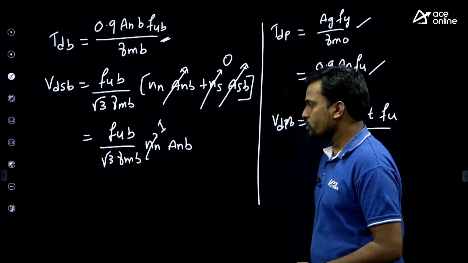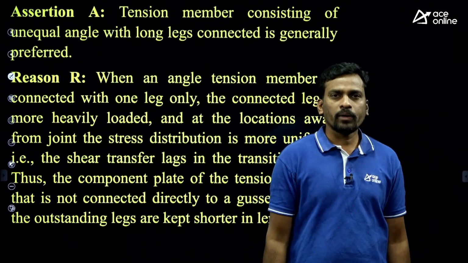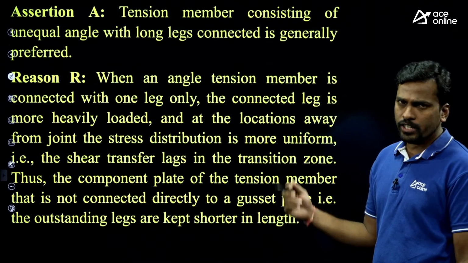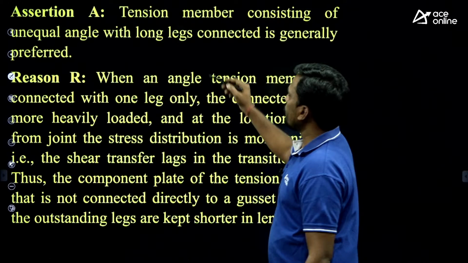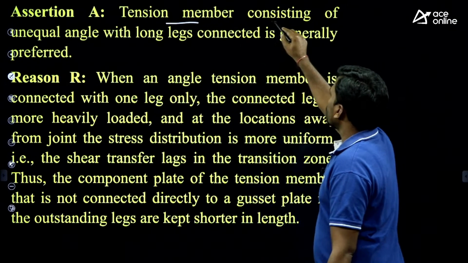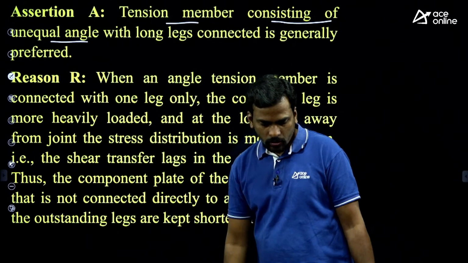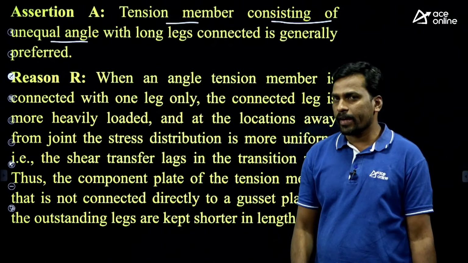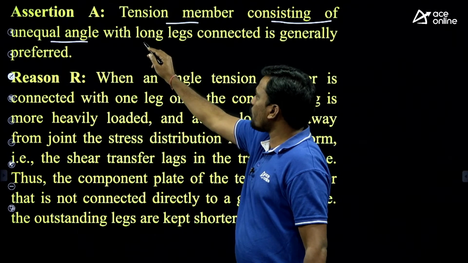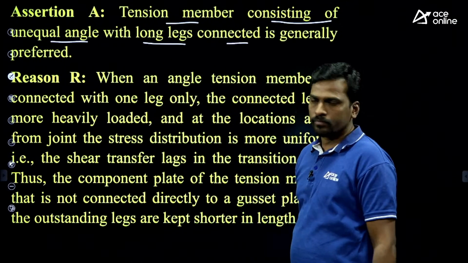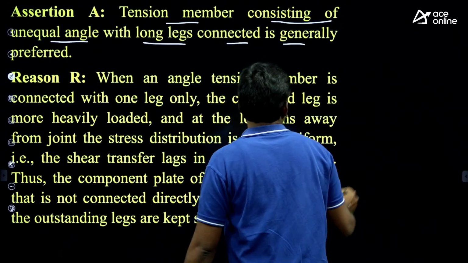Right, we'll see the next question. This is a question from the tension member chapter, assertion and reason, statement 1 and statement 2. Read it carefully. Tension members consisting of unequal angles. Yes, I told you, always prefer unequal angle sections, not equal angle sections. Unequal angle with longer legs connected is generally preferred. Yes, always longer legs are connected, right?